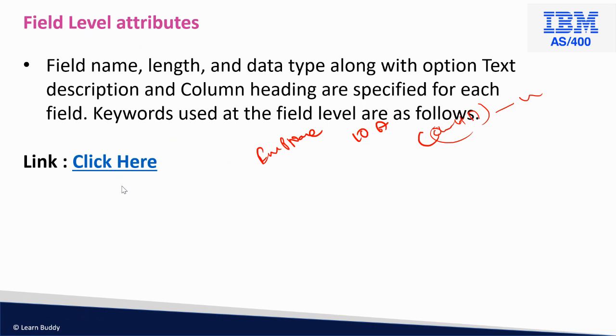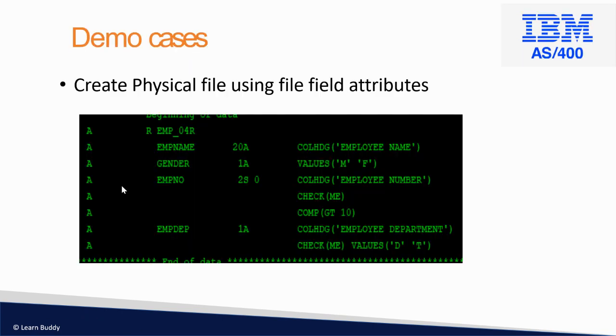What are the uses of that keyword, if you wanted to use it at the field level? Okay. So here, if you can see the demo, we are going to do the demo on this. In my case, it is EMP name only. But when I wanted to see the information of this file, the column name should be shown as employee name. In that scenario I just use a column heading. This is a field level keyword.